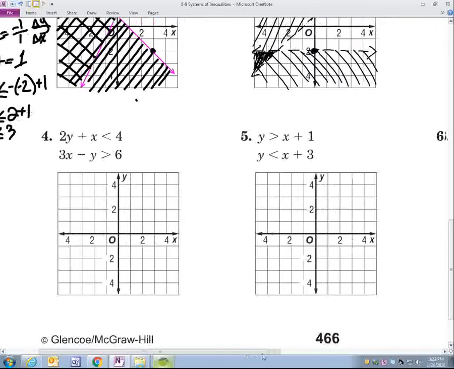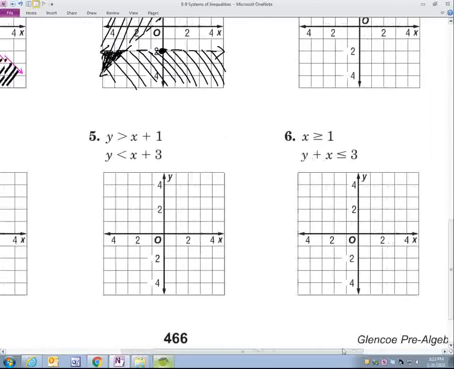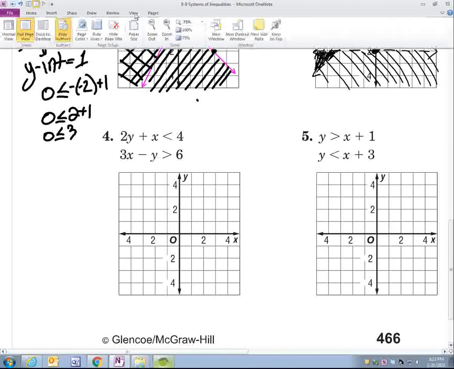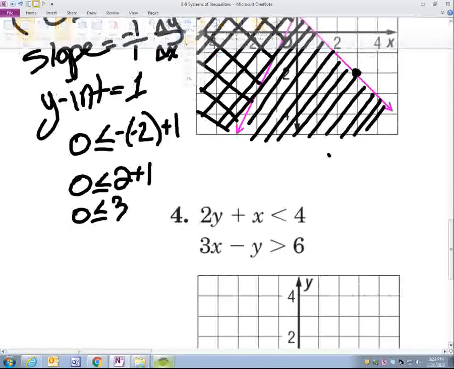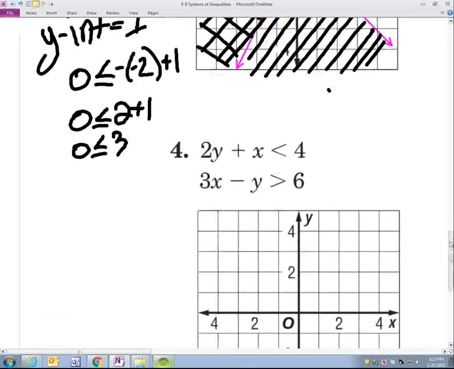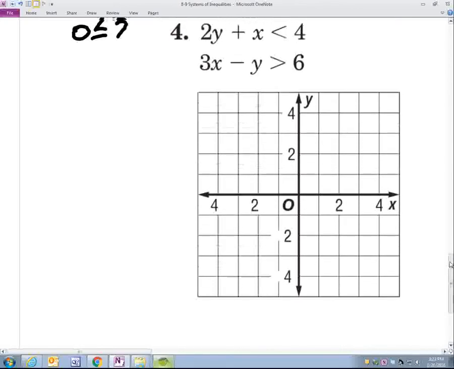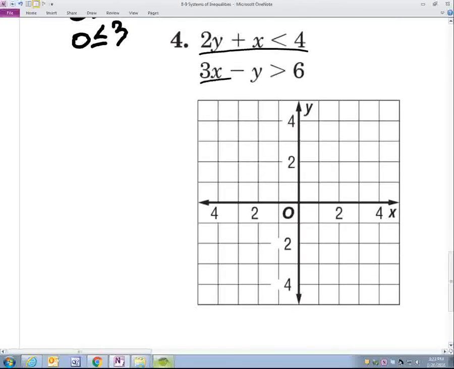I think I'm going to do number 4. Yeah, number 4 is ugly. Okay. This looks nothing like my beloved y equals mx plus b. So I need to make it y equals mx plus b. So I have to solve for y. Solve for y in the first one, so I'm going to get this out of here.